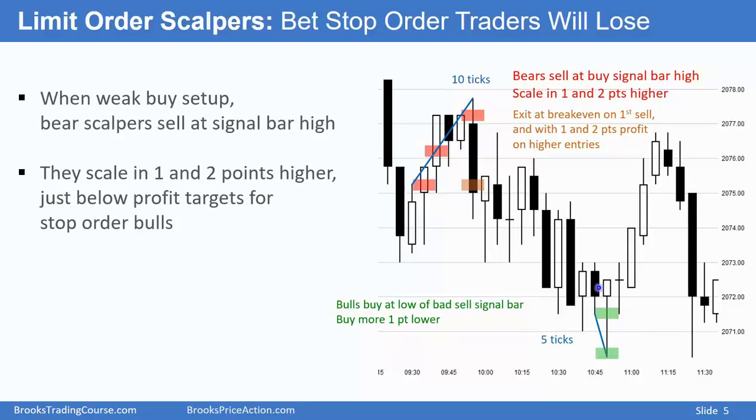Here we have a bear inside bar at the bottom of a weak channel, and it's possibly a wedge channel after a bear breakout, so it's possibly a spike and channel bear trend. The bear sell signal bar has a fairly prominent tail. A lot of bulls will bet it's a bad bear flag. They'll place a limit order to buy at the low of that bar, and they'll buy more 4 ticks lower. They'll exit break even when the market gets back to their first entry, and then with a 1 point profit here. Some will hold in case we get a continued rally.